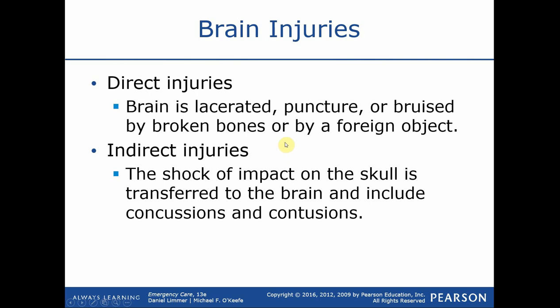So with the brain, direct and indirect injuries. With a direct injury, the brain itself obviously is directly impacted by whatever the mechanism is. So the knife, the bullet, or whatever else it may be. Whereas with indirect injuries, it's literally just the energy that's transferred through the skull. That energy gets into the brain matter and causes some type of trauma there.